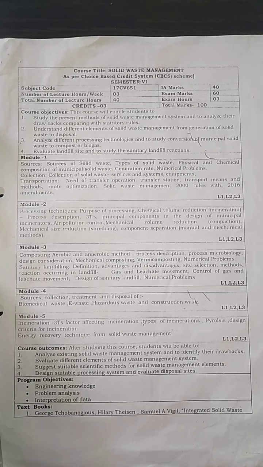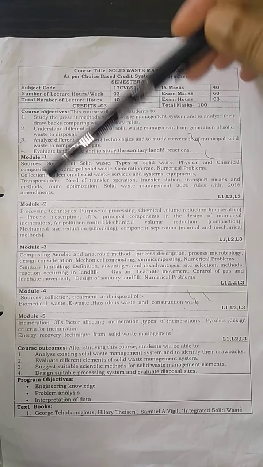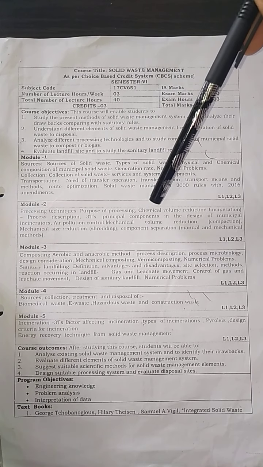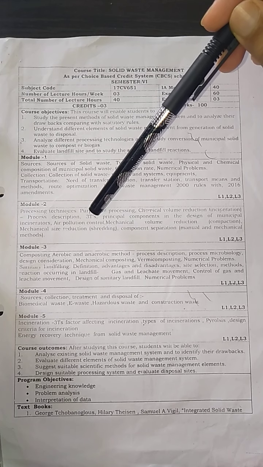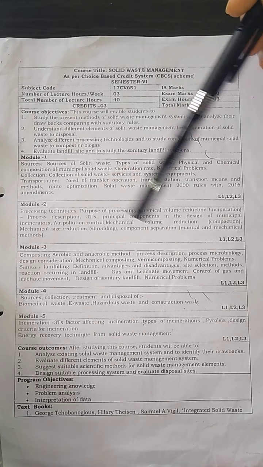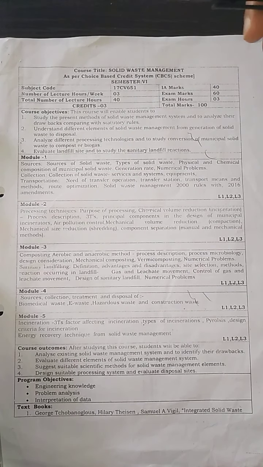Okay, so first we will see what we need to cover in module 2. In module 2 we will be discussing what are processing techniques, what is the purpose of processing, then what is chemical volume reduction, that is incineration, then what is 3T, then component design factors to be considered in incineration, then air pollution control, how we can control it, then mechanical volume reduction, that is compaction, then size reduction, that is shredding, then component separation, that is manual and mechanical. All these things, how we need to do it, that we will be seeing.